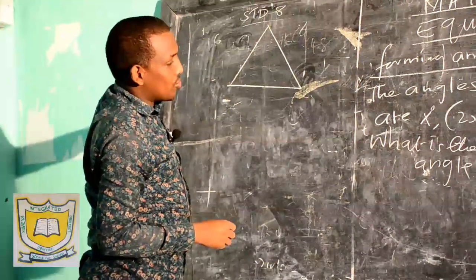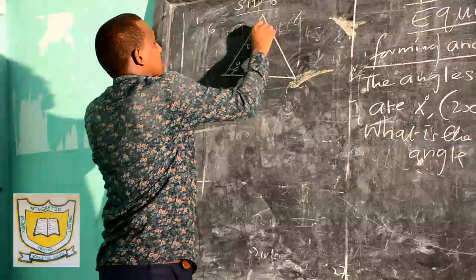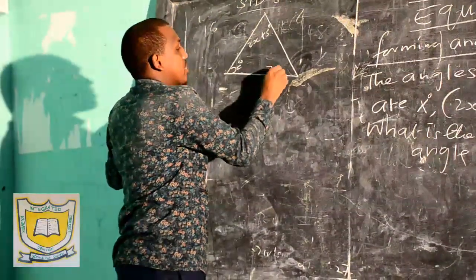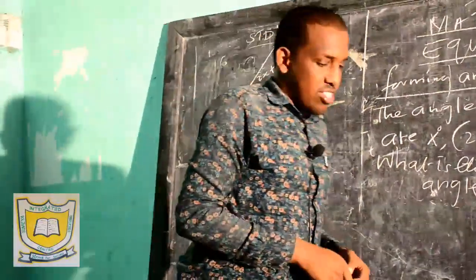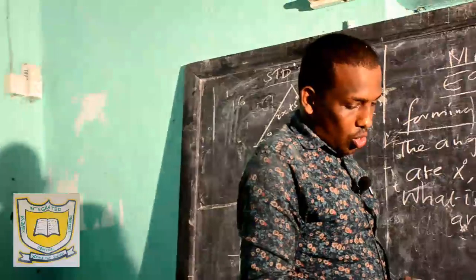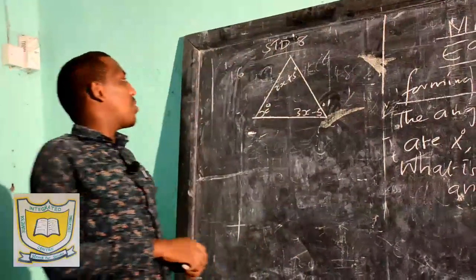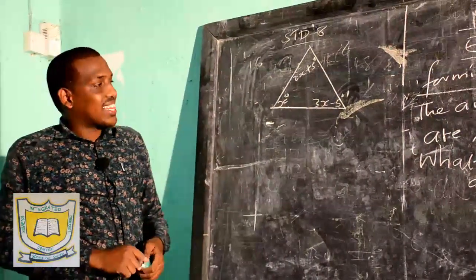Then they said one of the angles is x degrees, the other angle is 2x plus 5 degrees, then the other one they said is 3x minus 5 degrees. Then they told us to find the angles. So they say, what is the value of each angle? Now, let us find. The way we did is we collect the like terms.